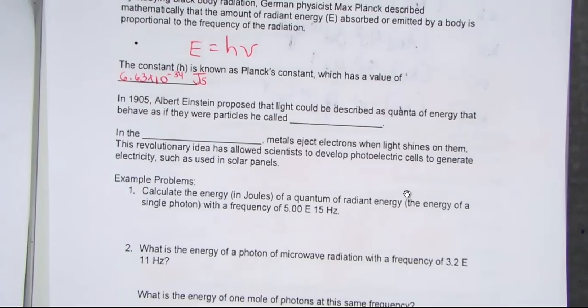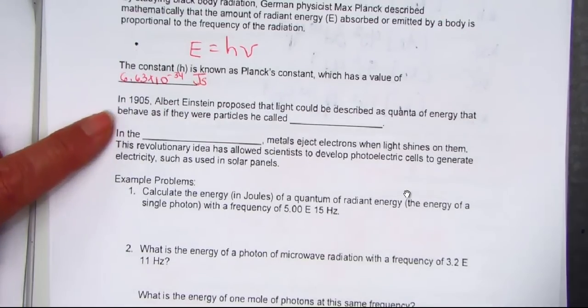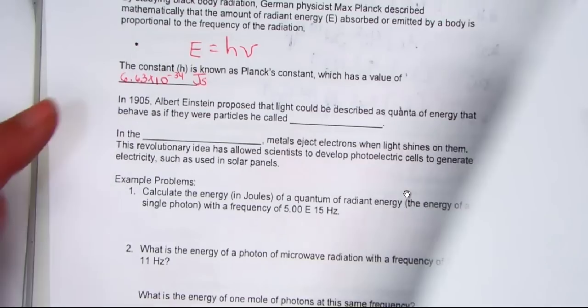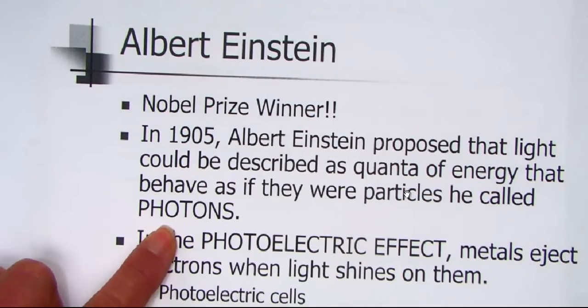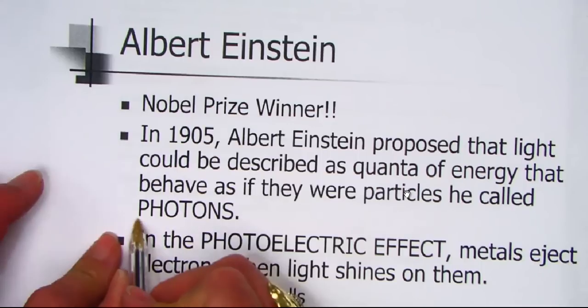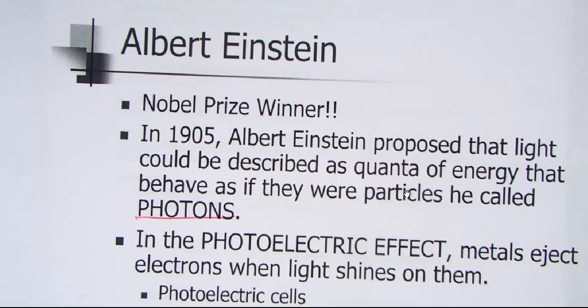So in 1905, Albert Einstein comes along. We've heard his name, Nobel Prize winner. He proposed that light could be described as quanta of energy that behave as if they were little particles he called photons. Photons, the little energy packets of light. Photons are what he actually won his Nobel Prize for. The photoelectric effect zaps shiny metals like aluminum or tin, and those metals then eject electrons.